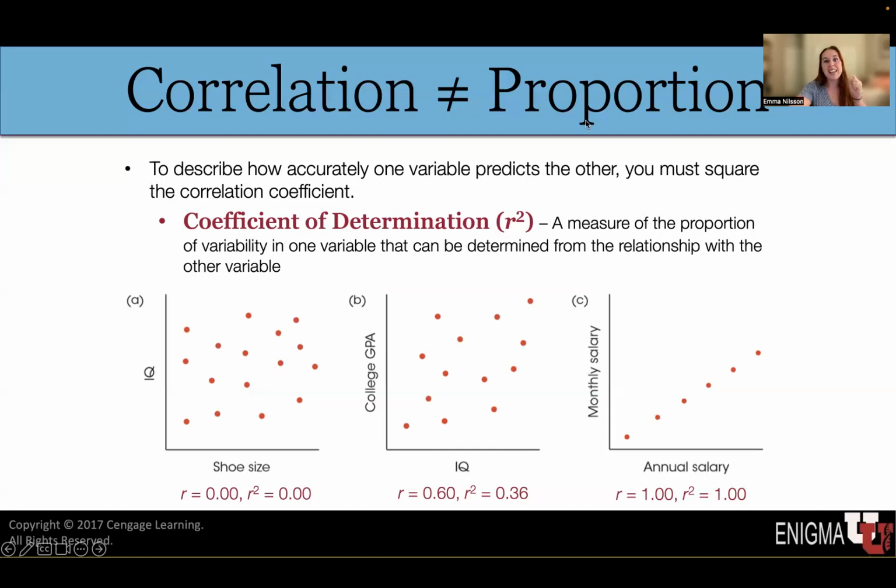So correlation does not tell you about proportion. It can't allow you to predict, but it can give you information. You can create the coefficient of determination, which will allow you some information about that.